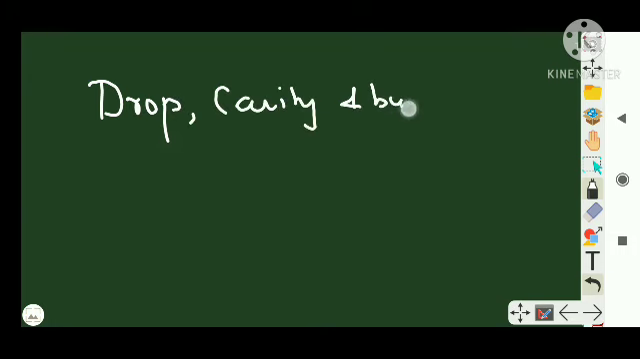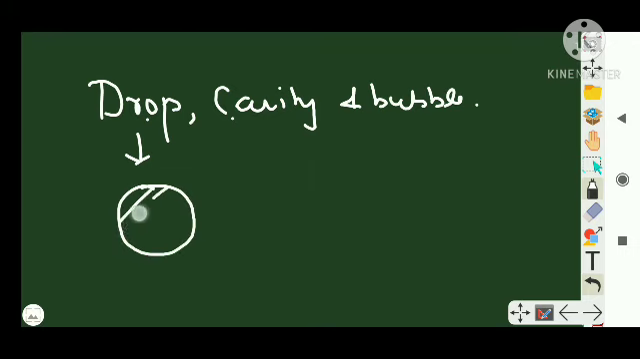Now, somewhere I have seen in your textbook the difference between drop, cavity and bubble. What is the difference between the three? See, a drop is a spherical structure, and this spherical structure is filled with water or liquid. There is only one interface on this drop. The interface separates water and air. This is air, and let's say this is water itself. So there is only one interface between them. This becomes a drop. Example, a water droplet.